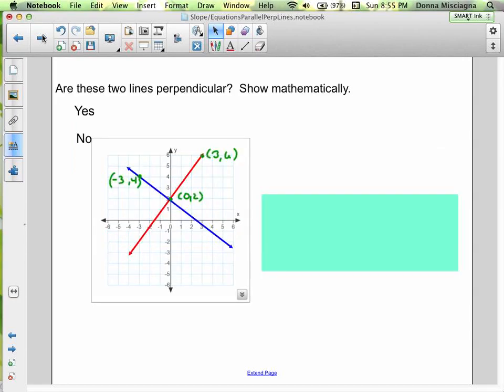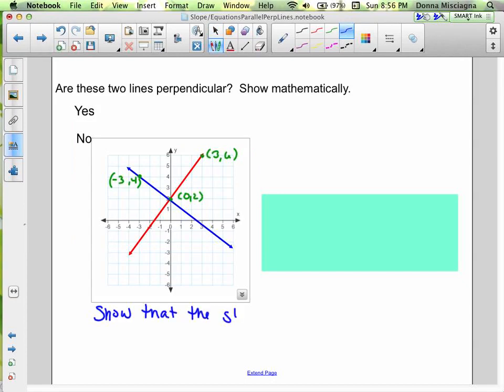As we continue, we're going to do some questions together. Are these two lines perpendicular? Don't ever answer yes or no without showing whether it is yes or no. We have to show that we have slopes that are negative reciprocals. And I should say, are or are not negative reciprocals.